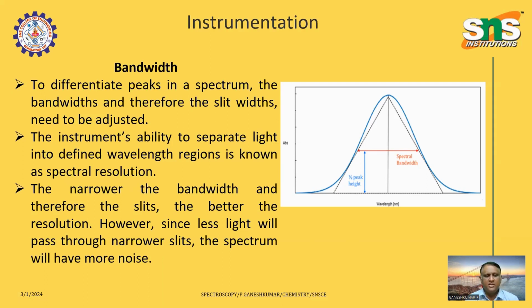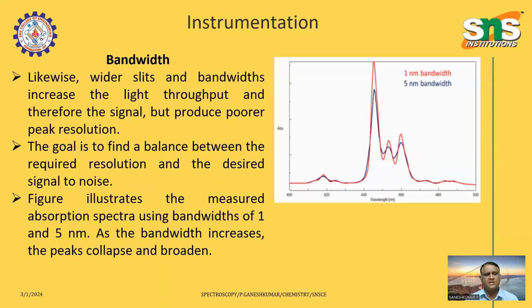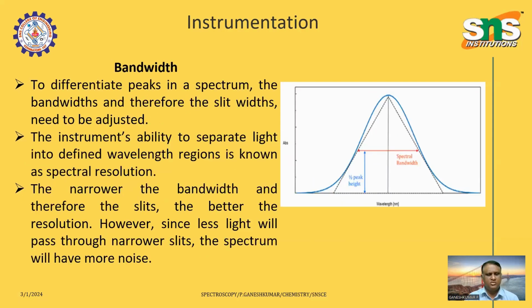The instrument's ability to separate light into a defined wavelength region is known as spectral resolution. To get the spectral resolution, we have to adjust the slit and the desired angle. The narrower the bandwidth, and therefore the slits, the better the resolution. However, since less light will pass through a narrow slit, the spectrum will have more noise. Likewise, with a wider slit and increased bandwidth, the light throughput increases, but the signal produces a poorer peak.